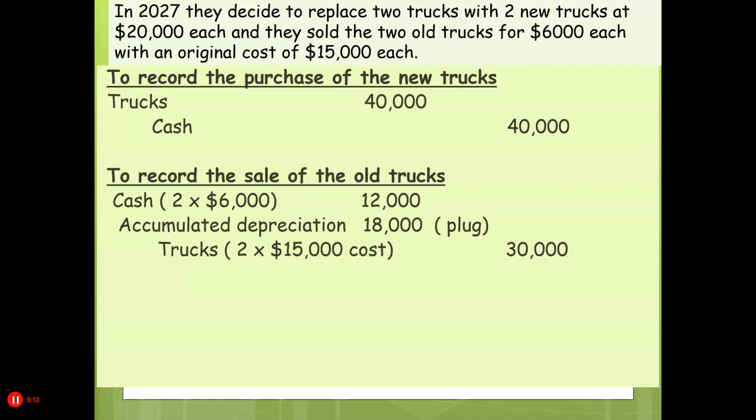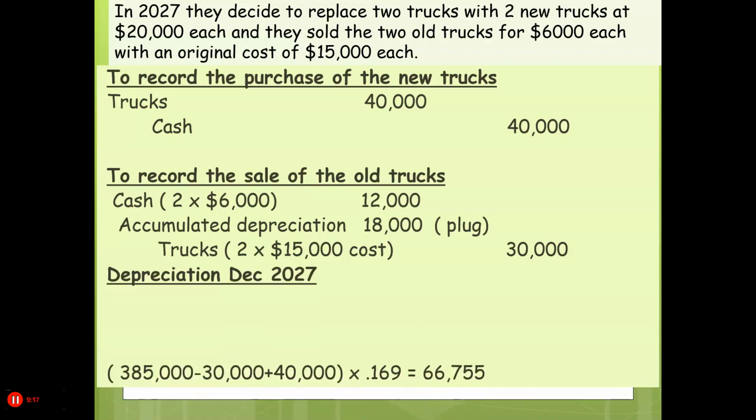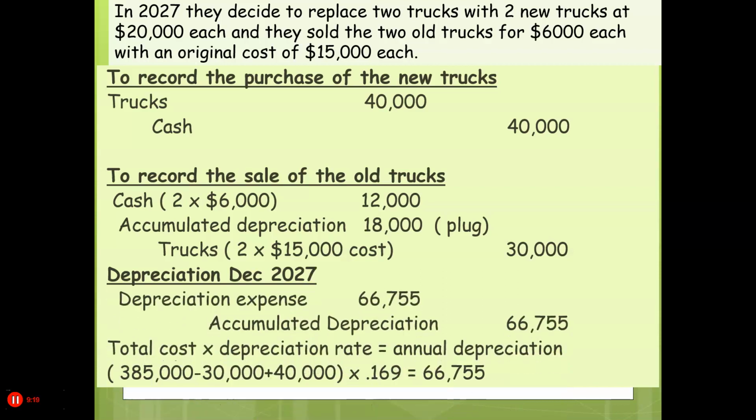Now, what would be our depreciation for the year? We would take the total cost times the depreciation rate. So we would take our 385 minus the cost of the trucks that we sold plus the cost of the new truck, times our depreciation rate, which gives us 66,755. And that concludes this presentation.